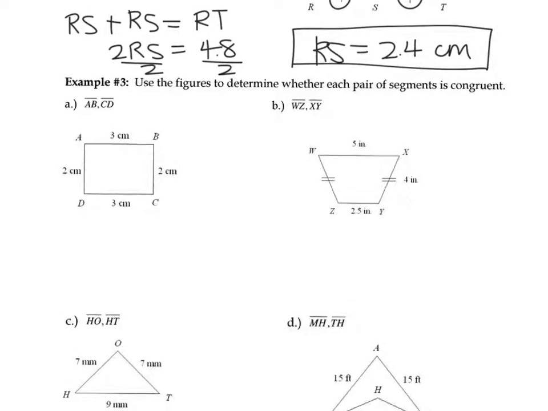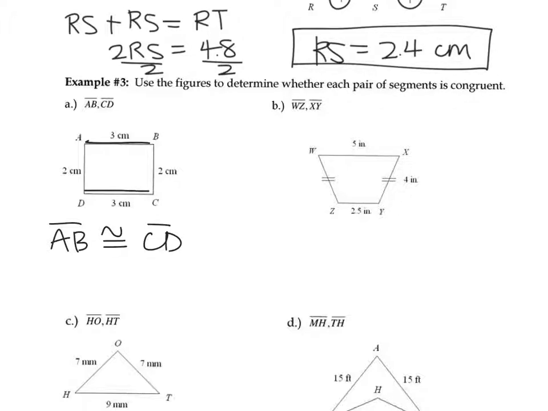So in our third example, we're going to use the figures to determine whether each pair of segments is congruent. So let's start with AB and CD. So AB is 3 centimeters and CD is 3 centimeters. So they have the same length, which means they are congruent. So I can say AB is congruent to CD. And this is called a congruent statement.